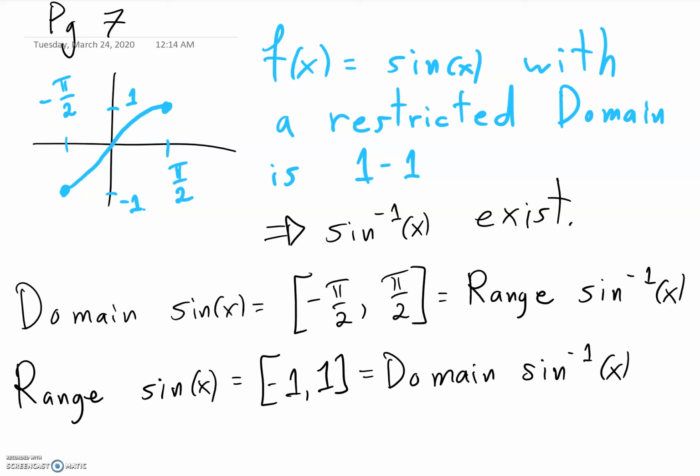Remember how inverse functions work. The domain of the original function becomes the range of the inverse. The range of the original function becomes the domain of the inverse. This is extremely important and vital for understanding the outputs of the inverse sine function. Let's talk about why. The range of inverse sine is from negative pi over 2 to pi over 2.